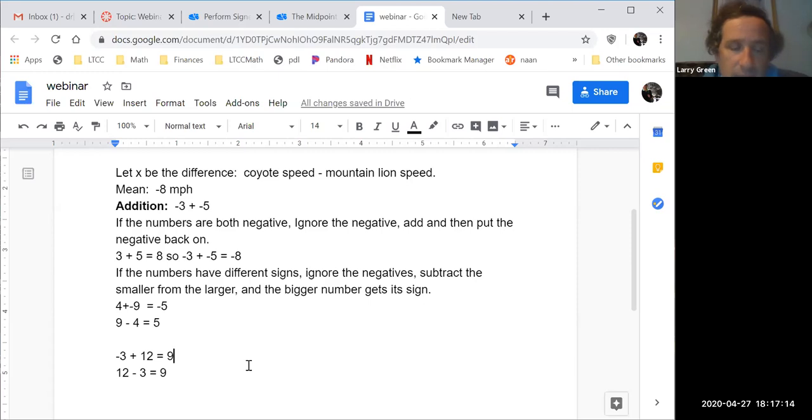Addition. Okay. So if you have signed numbers, these are the two rules. If they're both negative, ignore the negative, add them up, and switch the sign. Make it negative. If one is negative and one is positive, then we take the larger minus the smaller, get the number, then you analyze: is the larger negative? If the larger is negative, you make it negative. If the larger is positive, you keep it positive.